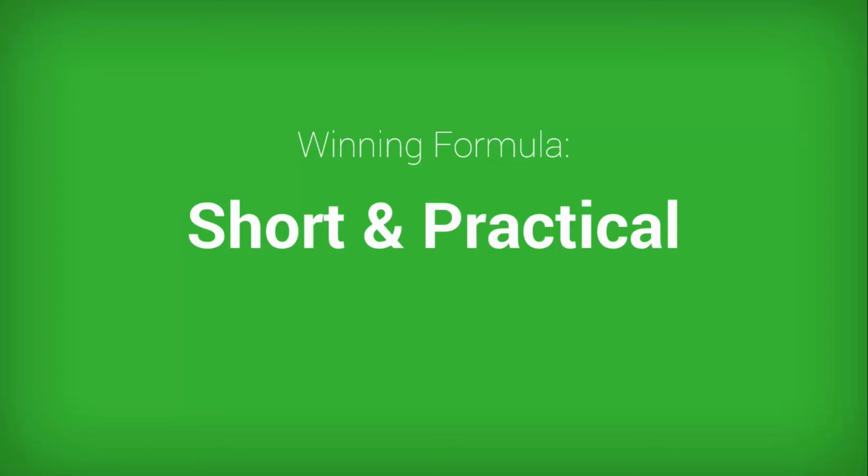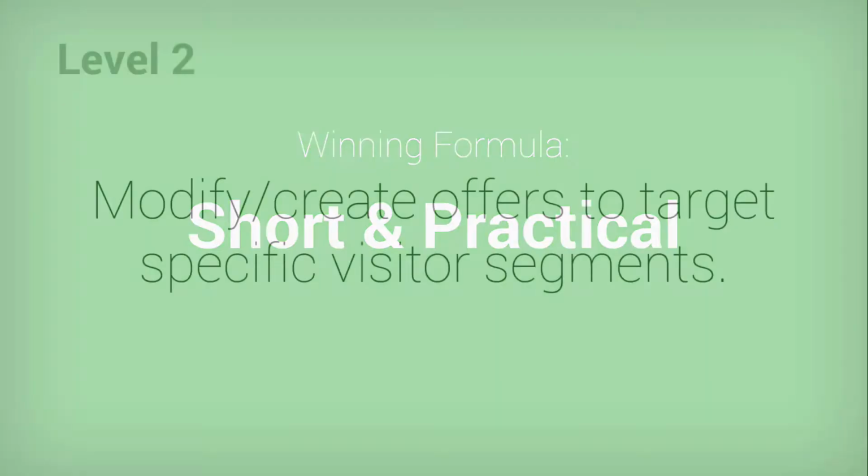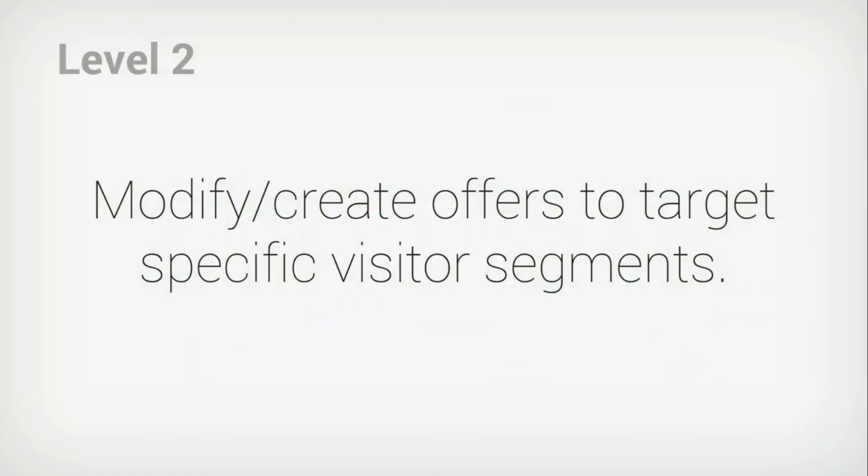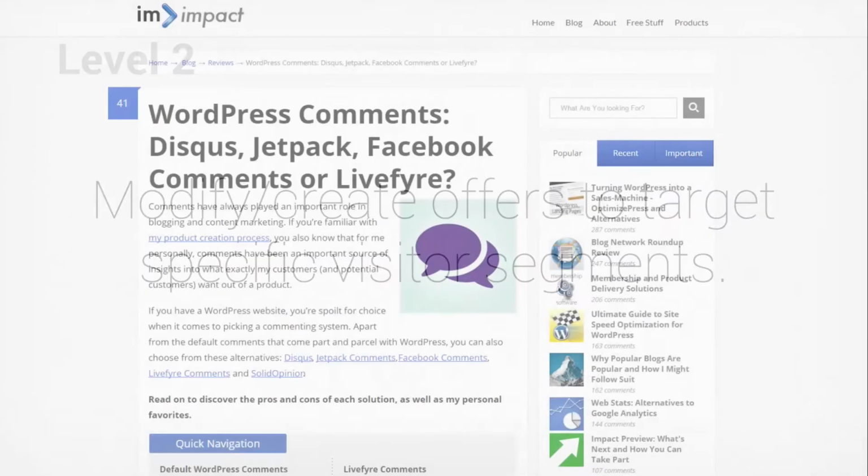Anyway, that's level 1. You have one offer, you show that everywhere. That is the lowest level of relevance, all right? You show everyone the same thing. Level 2, you start modifying that offer, or you create different offers to target specific visitor segments on your website, all right? And let me show you a real example.